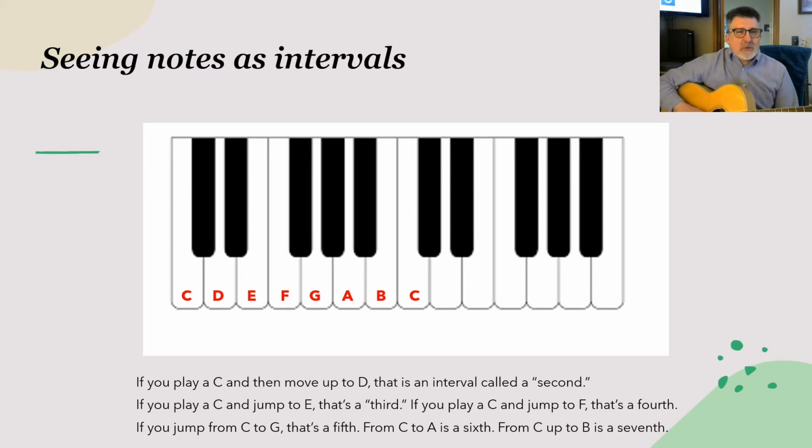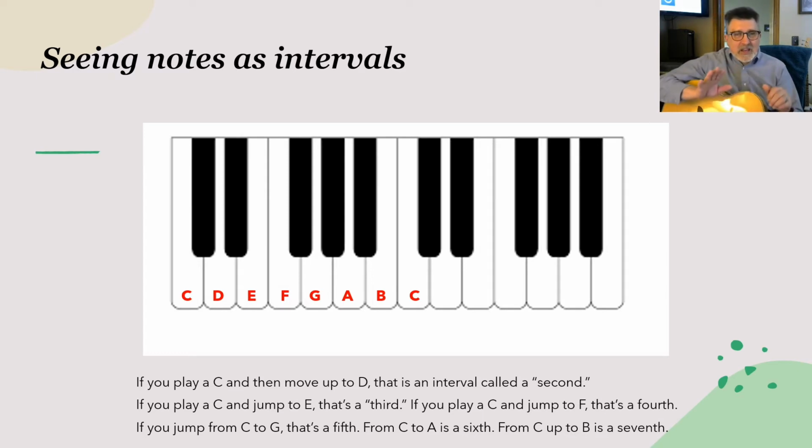So if you were to play a C on the piano and then move up to D, that interval is called a second. If you jump from C to E, that is called a third. If you play a C and jump to the F, that's a fourth. If you jump from C to G, that's a fifth, and C to A, that's a sixth, and from C to B, that's a seventh.